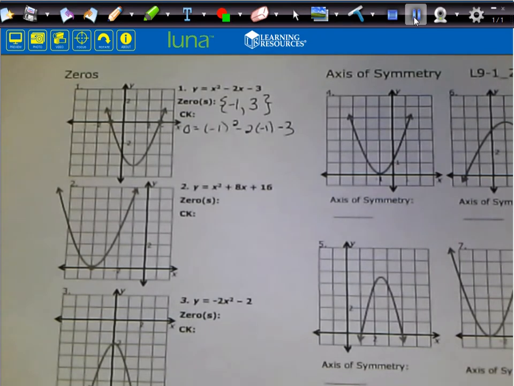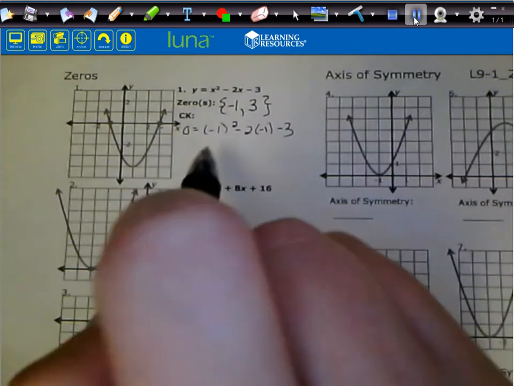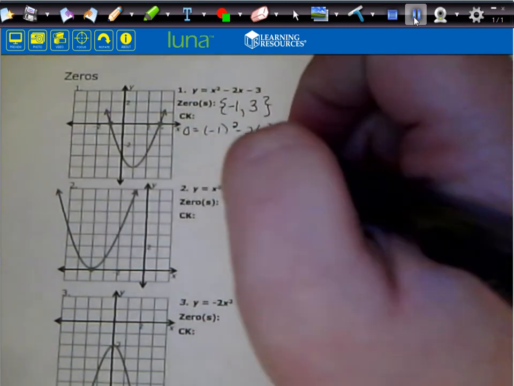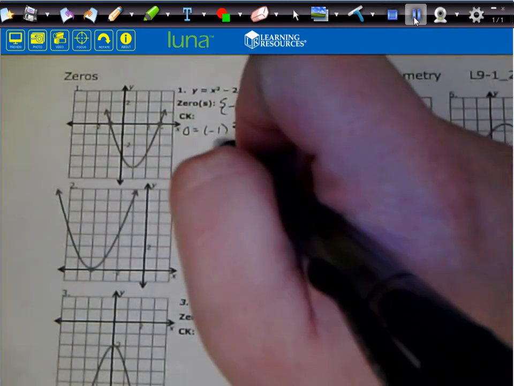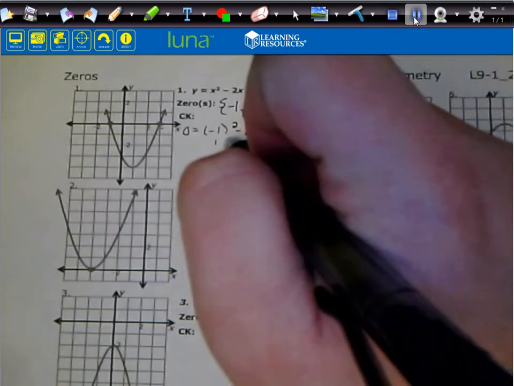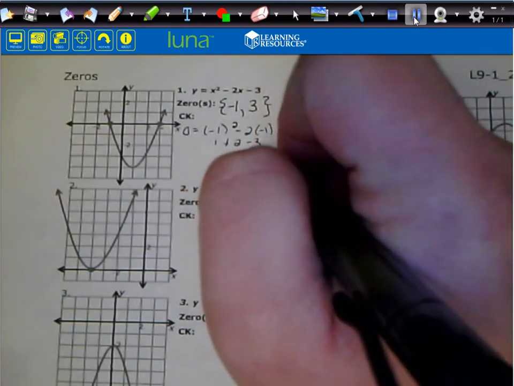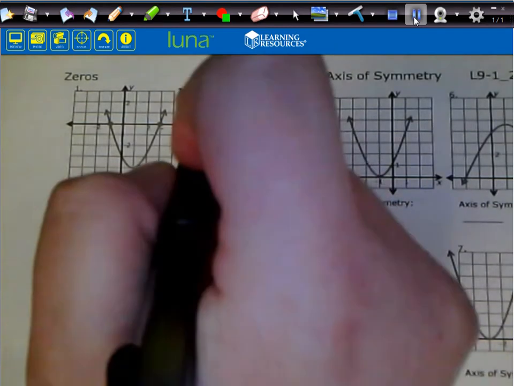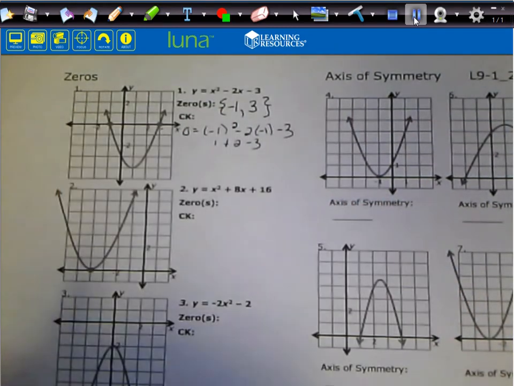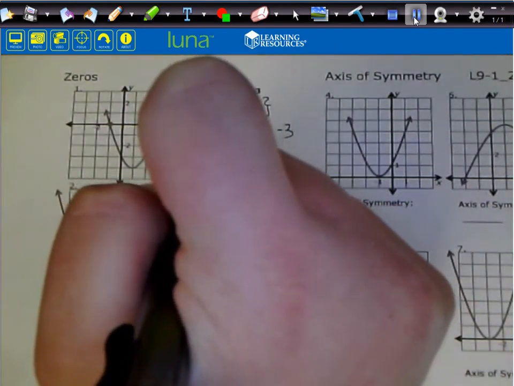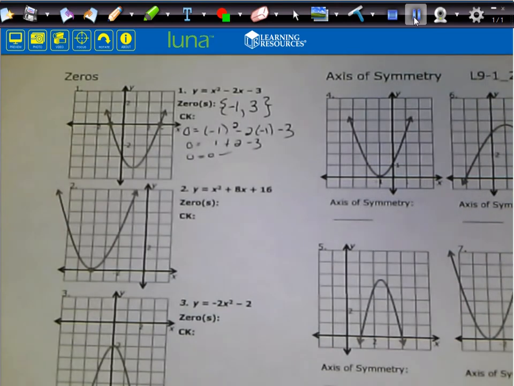I'm fine with you putting all this into your calculator. And if you do it by hand, -1 squared is 1. -2 times -1 is positive 2, minus 3. And 1 plus 2 minus 3 gives me 0. So 0 equals 0, and that checks out. Now we're going to check our other one.